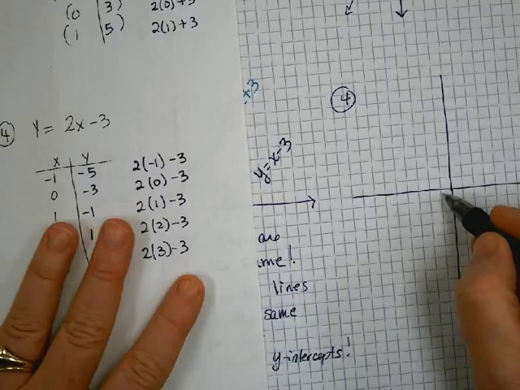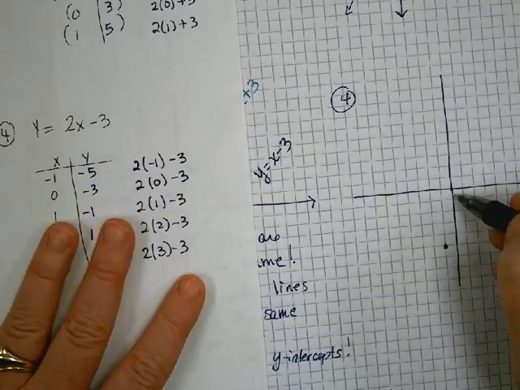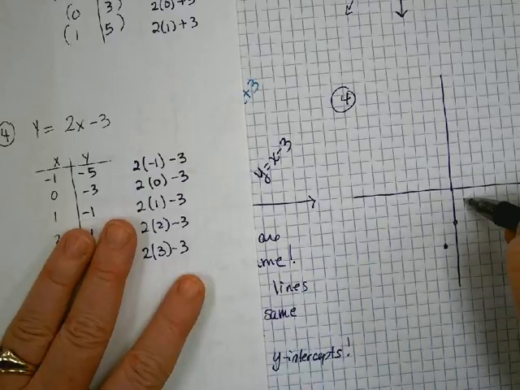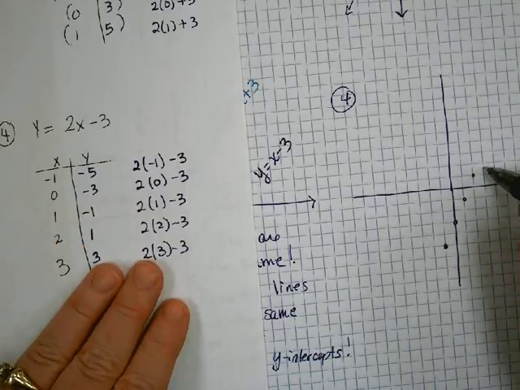Negative 1, negative 5. 0, negative 3. 1, negative 1. 2, 1. And 3, 3.